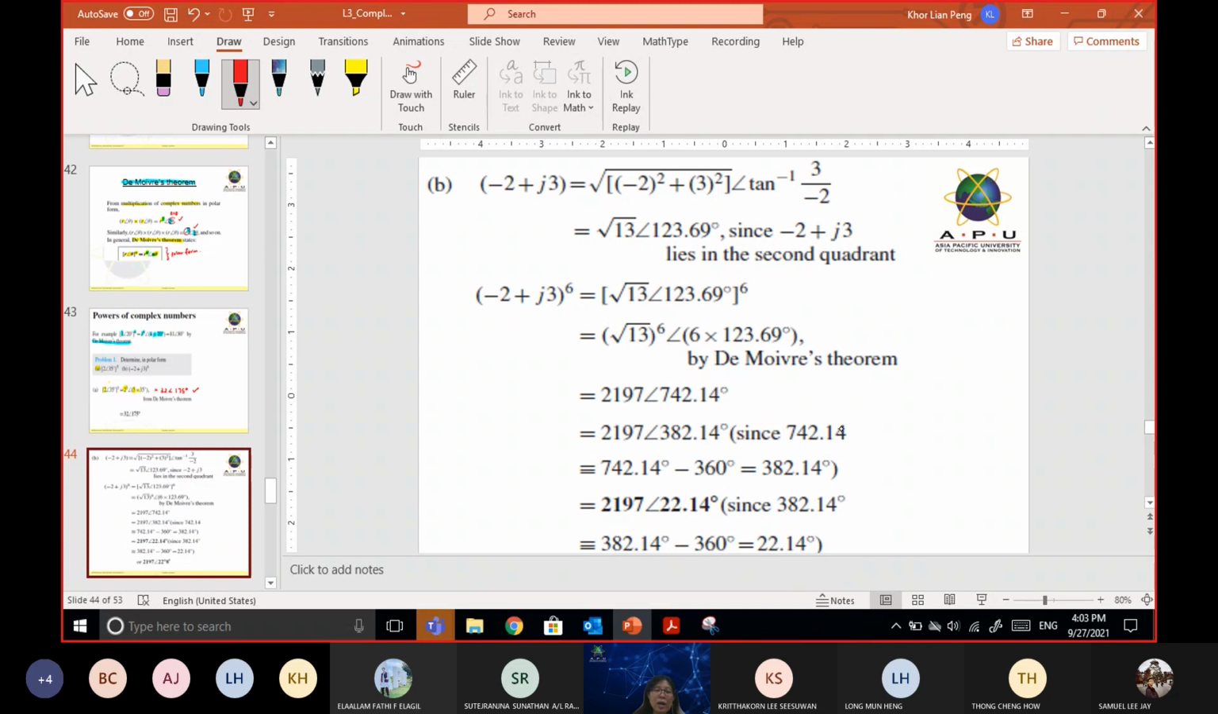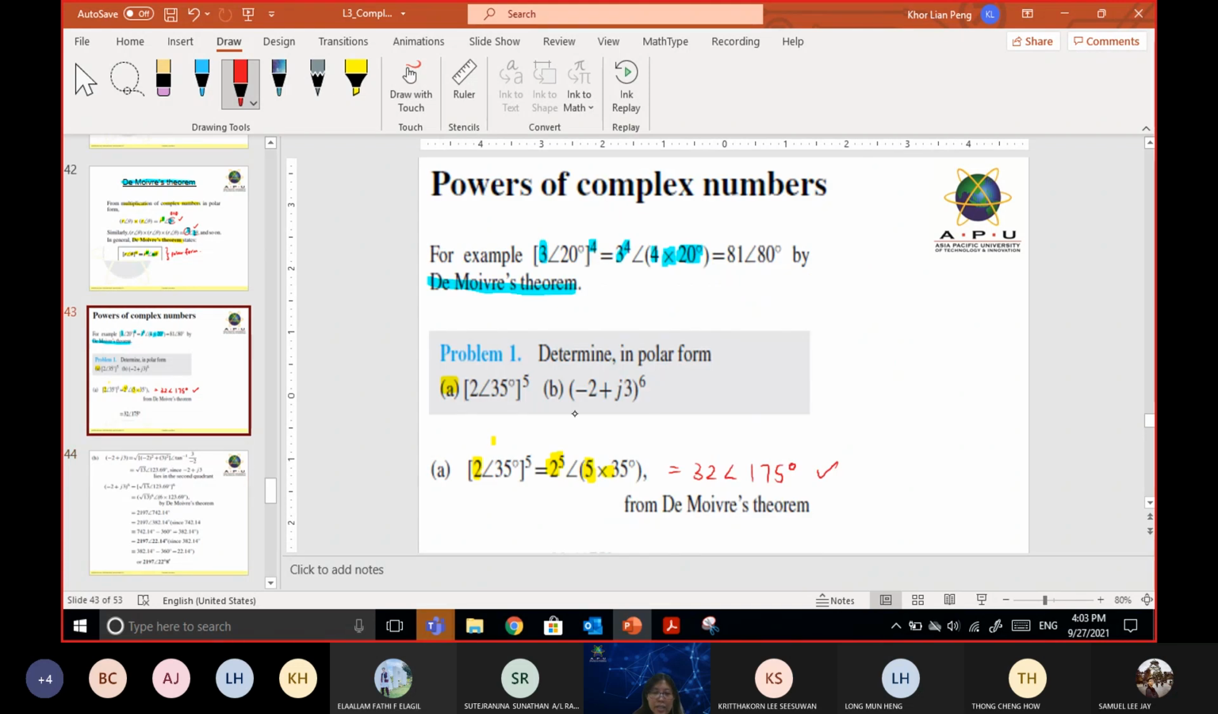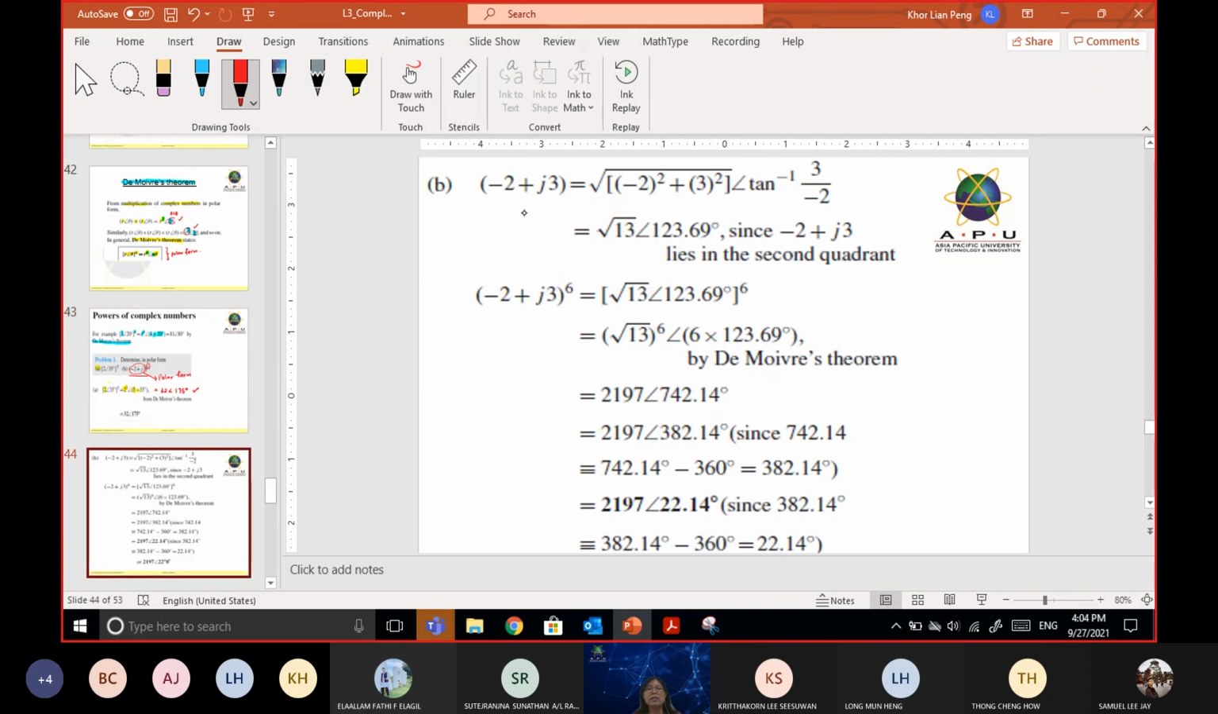Okay, next one. Another question here is the power of 6 for a complex number in the Cartesian form. When it comes to Cartesian form, of course, it's not easy for you to expand to the power of 6. You can actually solve this using de Moivre's theorem. But in order to do so, for the complex number that you have in the Cartesian form, no choice, you must convert it into polar form. You can see the first step here, we are converting it to the polar form.